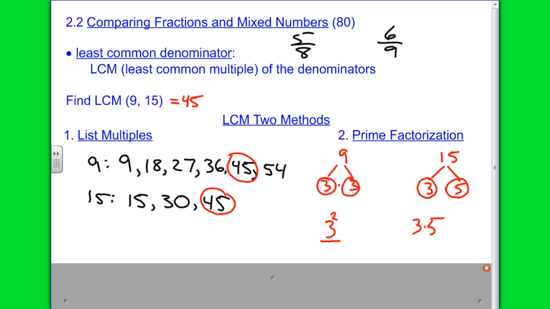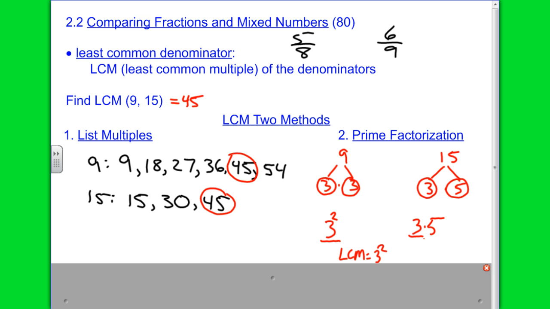And so what you're going to use is, look at here. 9 has 3. 15 also has 3 as a factor. So which factor shall we use? 3 squared or 3? Cooper? Good, we use the higher power. If they share a factor, we use the higher power of it. Okay? So our LCM will be 3 squared.